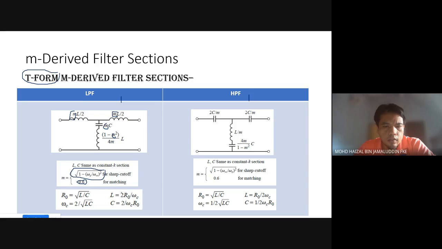Here the formula for the low pass filter still uses the constant K values. The same formula is used to calculate R naught, omega C, L, and C. If R naught and omega C are given, you can calculate L and C, and if L and C are given, you can calculate R naught and omega C. But here, at both arms of the inductor, you still need to multiply by the m value.